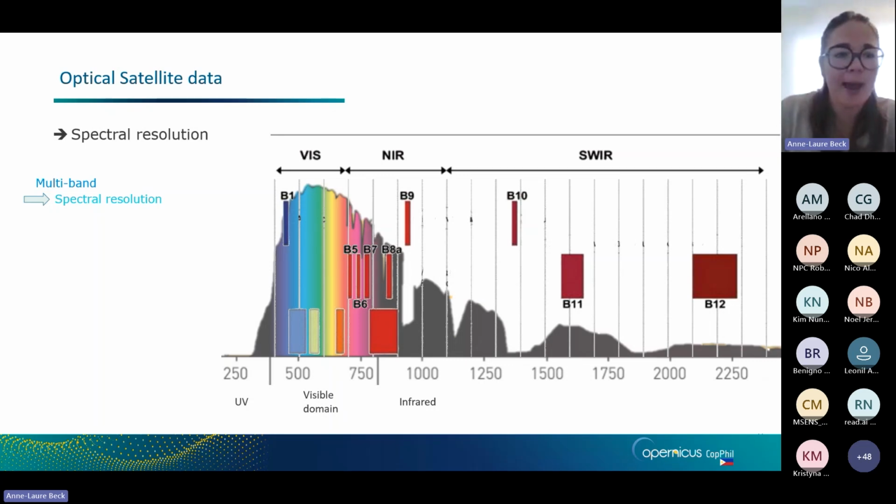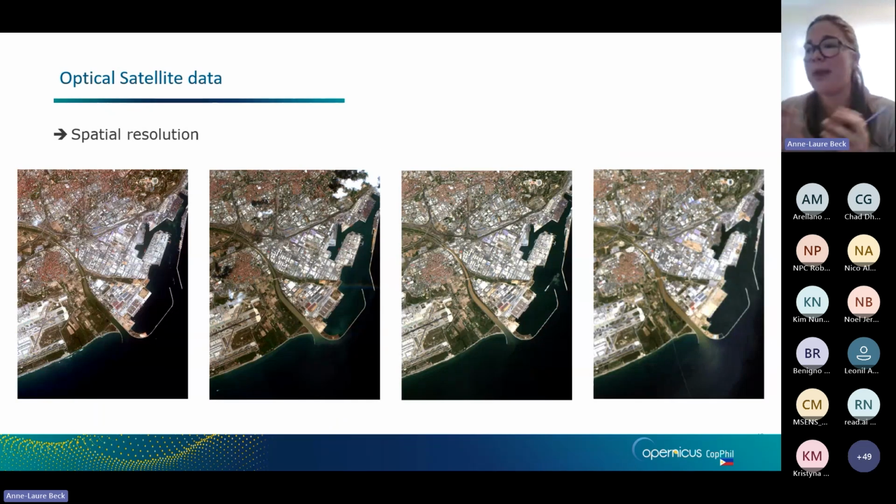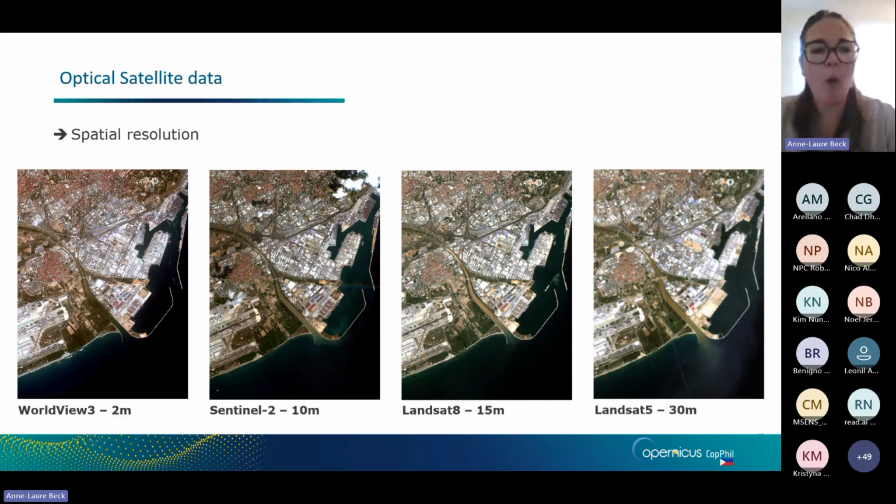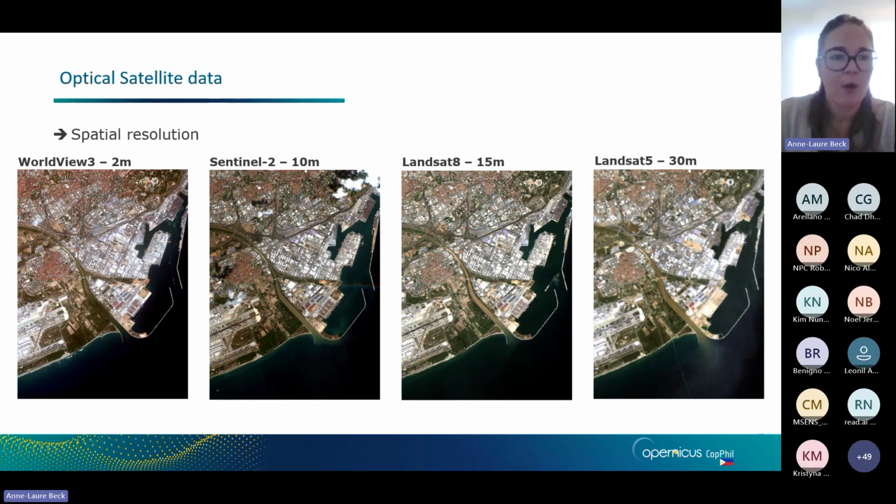The last point we had for optical data was the spatial resolution, the size of the different pixels. So here I have different images. If I just look at them like that, we can't really see any differences. But they're all coming from different sensors. WorldView-3, which has a pixel resolution of 2 meters. Sentinel-2, our friend from the ESA Copernicus mission, at 10 meters. Landsat, which is the grandfather of Sentinel-2 from NASA, 15. And Landsat 5, the old one, 30 meters.